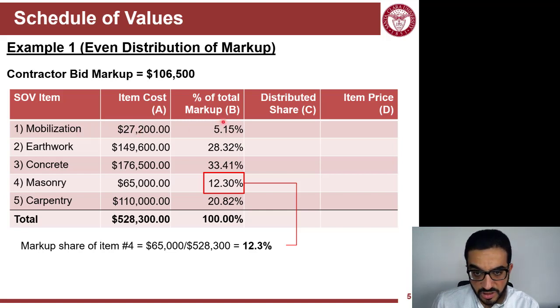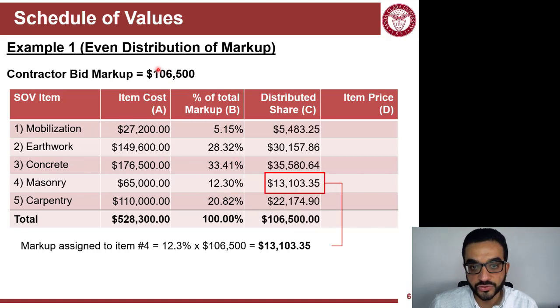So you're calculating the percentage of every one of the items relative to the total cost. For example, the first item, mobilization, is 5.15%, but the biggest item in this bid is the concrete work, which is around 33.5%. Use these percentages now to distribute this 106K 500 markup over the items, so the largest item, the largest cost, will get the largest portion of the markup, which is kind of fair, right?